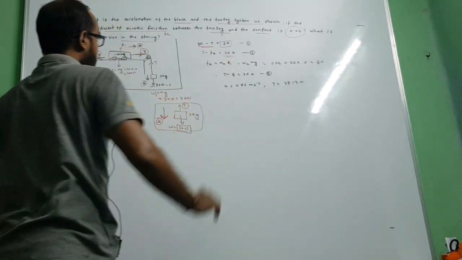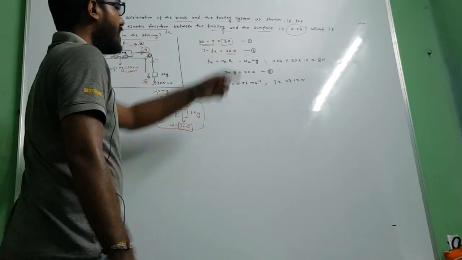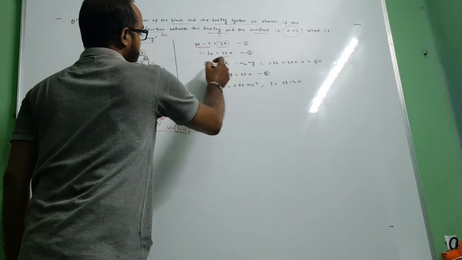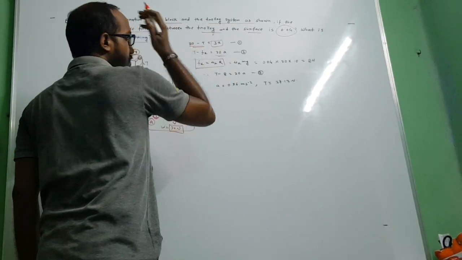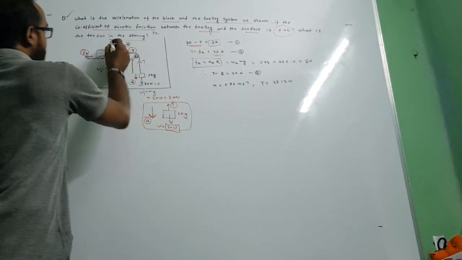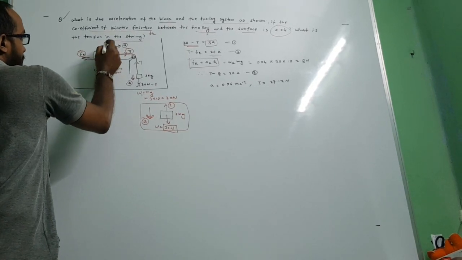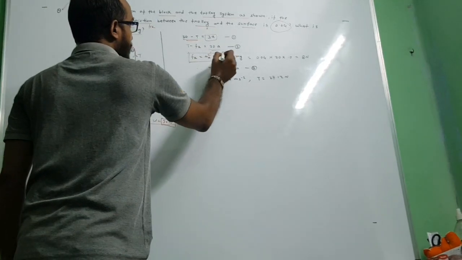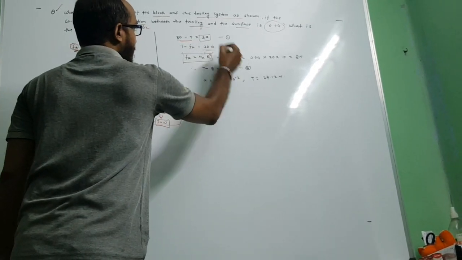So from the second law of motion, T minus Fk should be mass into acceleration. What is the mass? 20. Acceleration is a. Now we know that Fk is equal to mu k into R, and here if you see, R is equal to mg. So in place of R we can write mg.